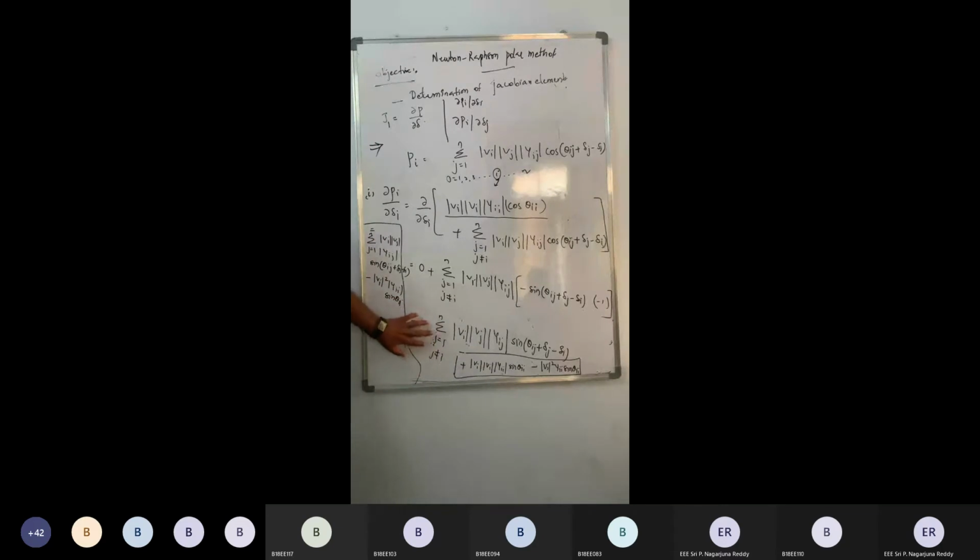Now, do you remember what is the sigma j is equal to 1 to n? This entire term, what is this term? Minus Qi. So that's why my final term is this. This is my final term. So what is that? Minus Qi minus mod Vi square Yii sin theta ii.